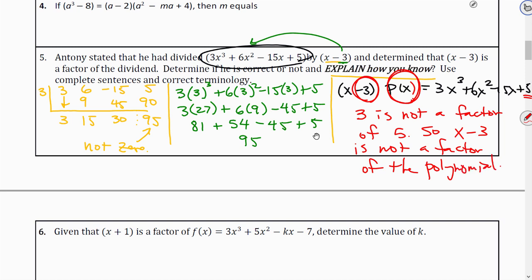I don't care which way you approach it, whether you use synthetic division to say it doesn't divide evenly, or the remainder theorem, or thinking about whether the last terms are factors of each other or not.